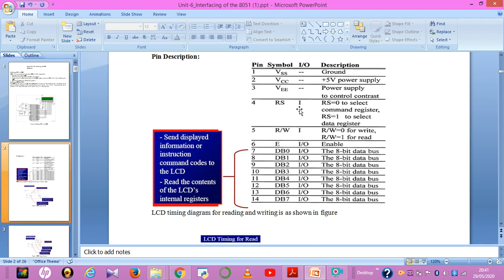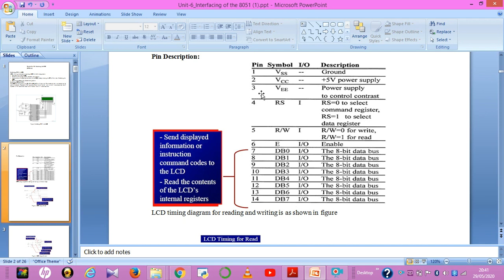Here you are going to use 3 control pins. Before you start doing operations with the LCD, you have to give commands and interact with the 8051 to start the operations. For that you have to send some commands to the LCD before displaying characters on it. After that you have to make RS 1 to select the data for sending data to the LCD. For that you need the data register.